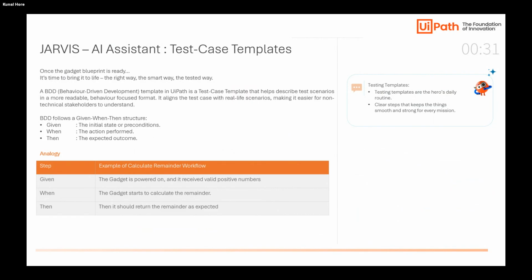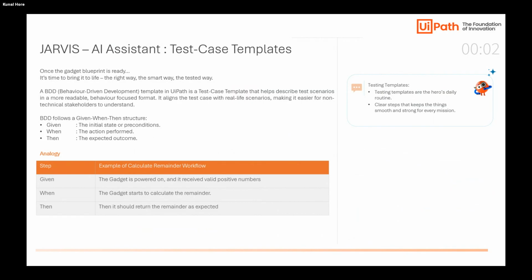Same goes with a test case. When you're creating a test case, it has to be very clear, and there should be enough clarity for anyone to understand what you have done. UiPath has a template which can help you do that, and that template is inbuilt within the studio. They call it the BDD, or behavior-driven development, template, and it has three sections: given, when, and then.